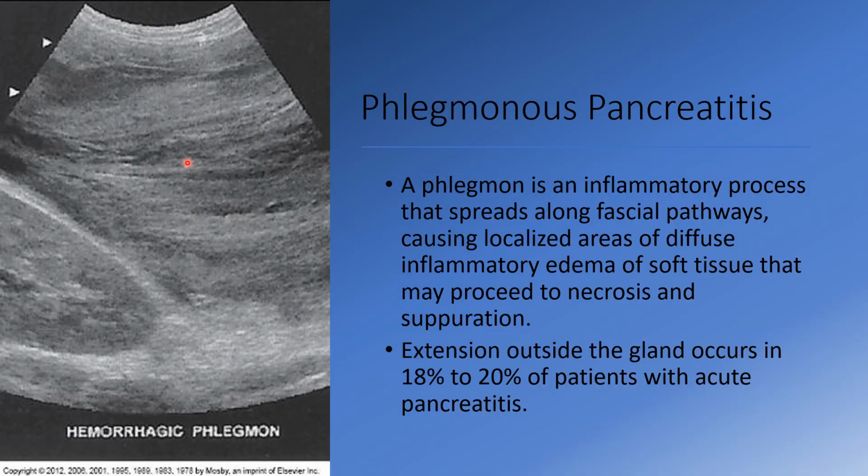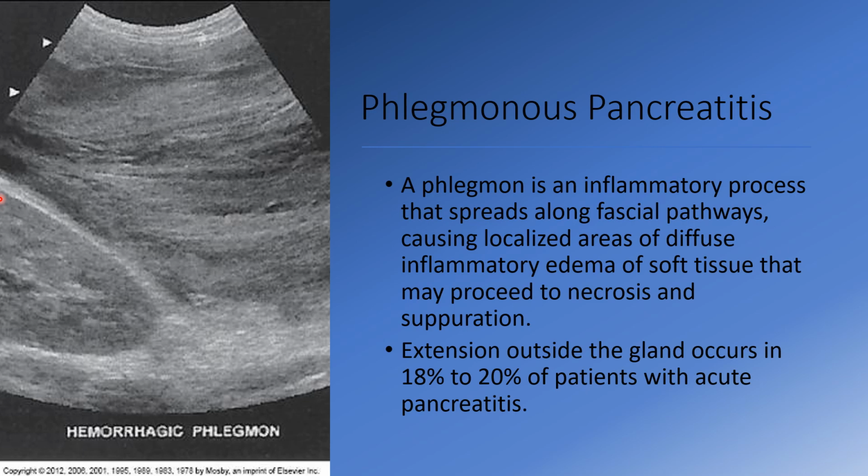So phlegmonous pancreatitis is another complication of pancreatitis, and it's an inflammatory process that's going to spread along those fascial pathways. So remember, we have all that myofascia in there, in the abdominal cavity, in the peritoneum, and it lies in sheets. And what you get is diffuse inflammatory edema of the soft tissue along those pathways, so it's going to look sort of stringy or sheet-like. It'll be in layers, okay? That edema can lead to necrosis and suppuration, okay?